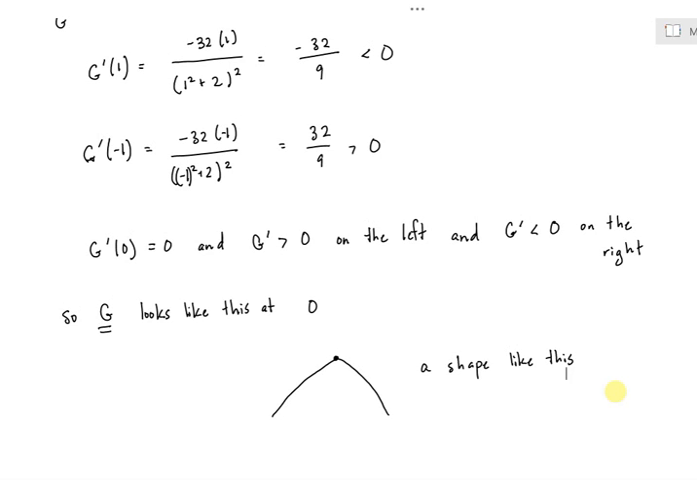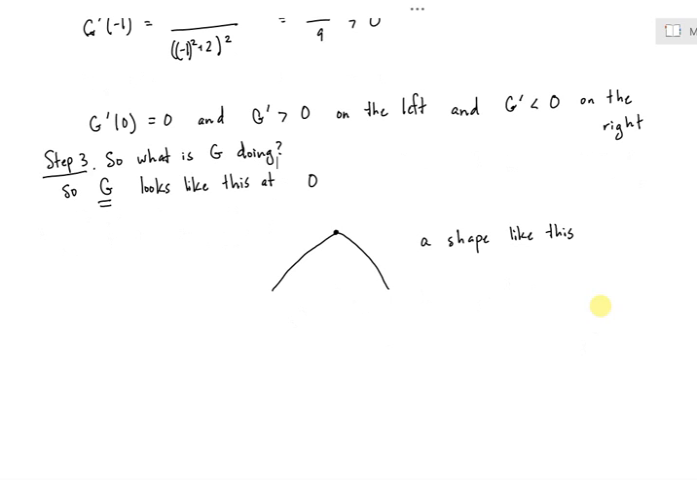This is really step 3. I'll call it, so what is g doing? Step 3 is just interpreting what your result from step 2 tells you. The conclusion of this in words is, so g has one relative maximum at 0, g of 0. We better figure out what g of 0 is in a minute.